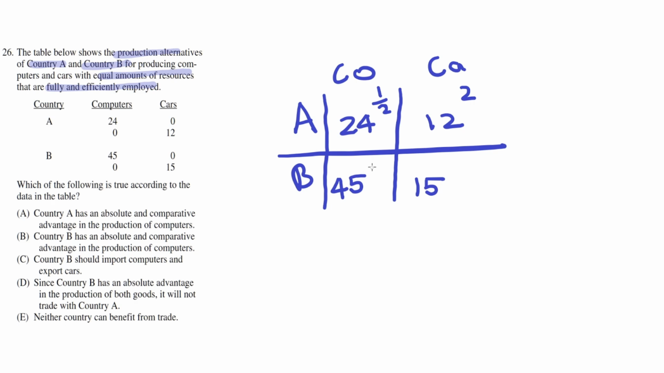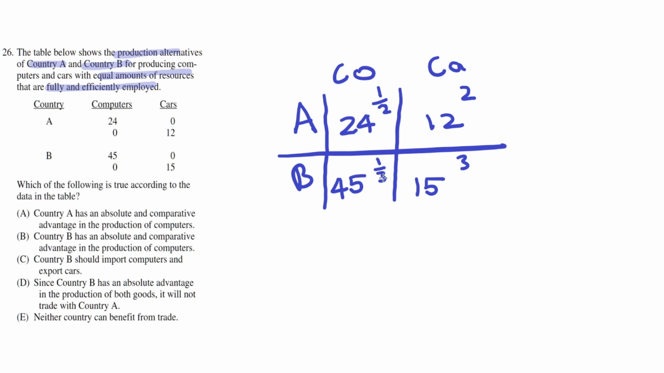Now the same for country B. For computers, it's 15 over 45, or 1 over 3, meaning that for every computer made, it takes a third of a car. And for cars, it's 3 over 1, which is just 3, and that means that for every car made, it takes 3 computers.